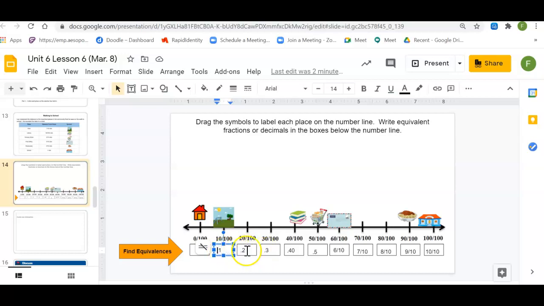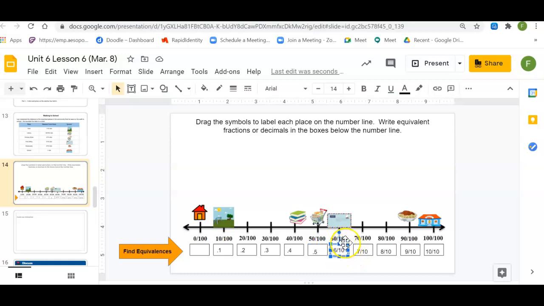Now, if you can see, on the bottom is where I found equivalent fractions. For the second one, 20 hundredths, that's equivalent to 2/10. And the third one here, 30 hundredths, is equivalent to 3/10. And the fourth one, 40 hundredths is equivalent to 4/10. And here, 50 hundredths is the halfway point. That's equivalent to 0.5. Or I could have written 5/10 on here as a fraction.